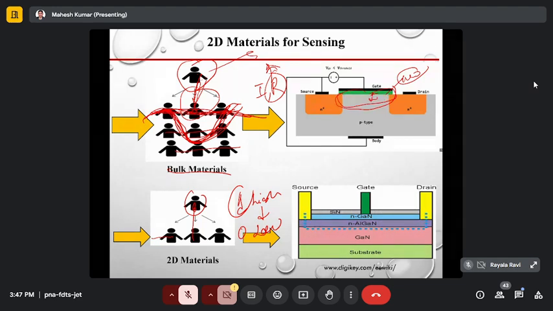But if you are using 2D materials, between gallium nitride and aluminum gallium nitride, a 2D electron gas is forming. That means the electron density is very high at the interface, and we can take advantage of this 2D electron gas. So here we can make the contact, and then we can make these high electron mobility transistors.